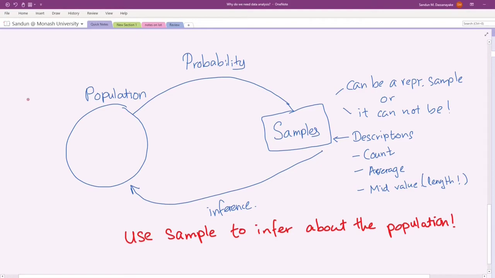In this video, we will be mostly talking about the descriptions or the descriptors, because the inference, the way you are going to infer about the population, requires some further understanding of statistics. I'm trying to make it as simple as possible. We'll talk about it later. For the time being, let's focus on descriptors.